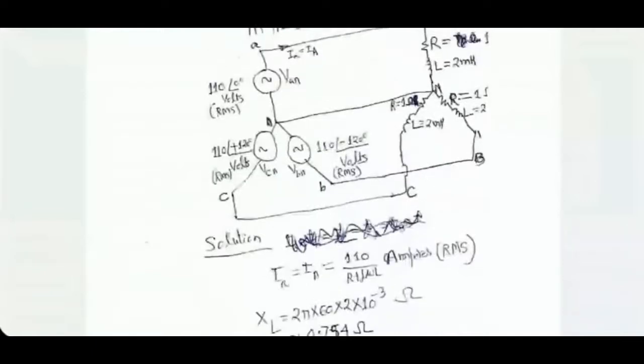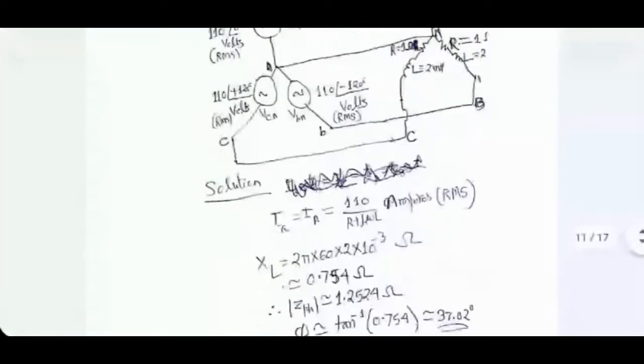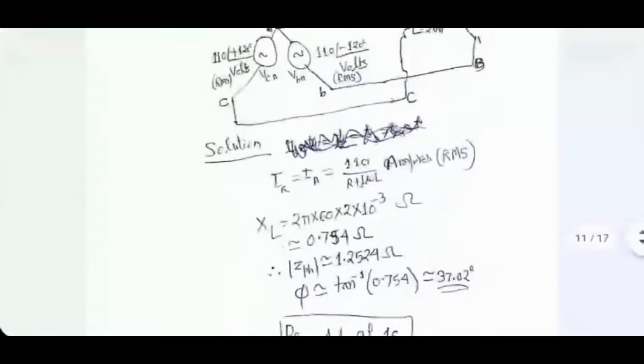VAN is 110. RMS values are given. You can convert them to peak values by multiplying by square root of 2, or you can work directly in RMS also. So if I want current in RMS, I simply take 110 with a phase of 0 degree divided by R plus j omega L. And R plus j omega L is already calculated as having a modulus of 1.2524 ohm and an angle of 37.02 degrees. Using polar form is easier for division and multiplication. That is why I do it this way.